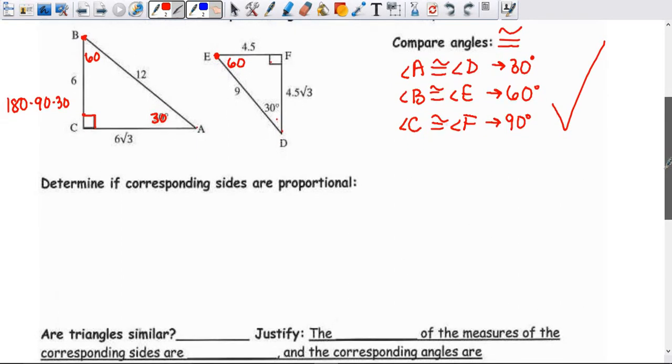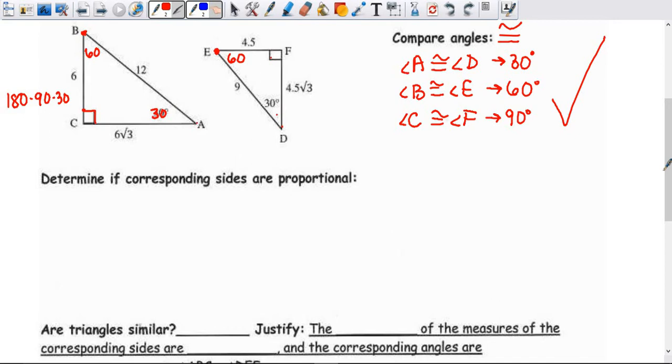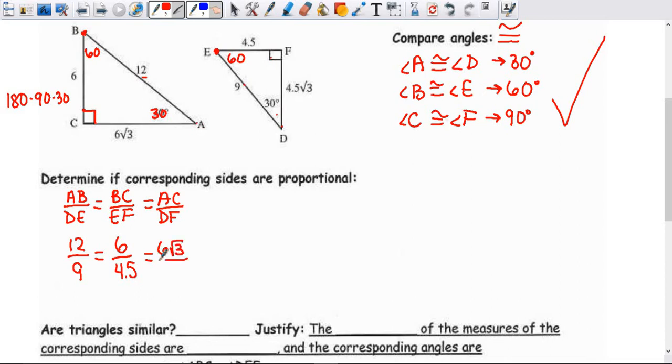Okay, so now we have to do an extended proportion or extended ratio to compare our sides. So what we'll do is compare AB with DE, working our way around the triangle, and we want to see if that is proportional with BC to EF and AC to DF. So let's go ahead and start making those fractions. AB is 12, DE is 9. I'm just grabbing the lengths from the figure. And now BC is 6 and EF is 4.5. AC is 6 square root of 3, and DF is 4.5 square root of 3.